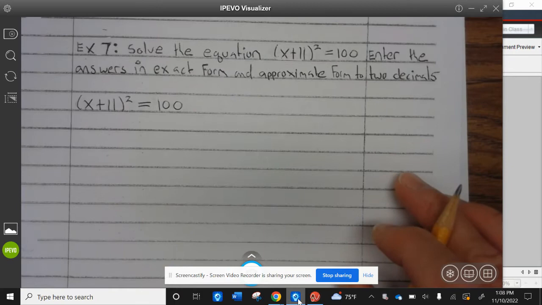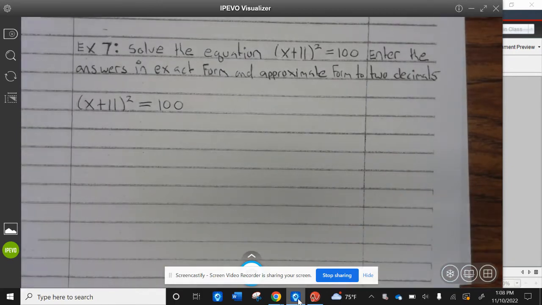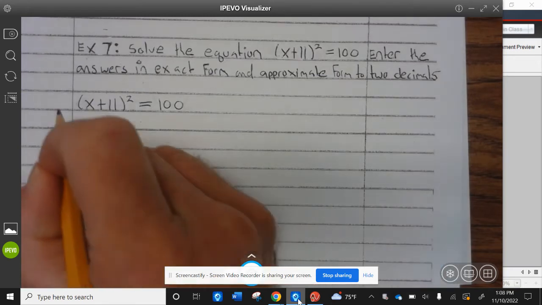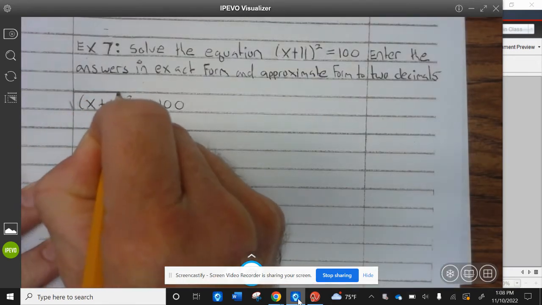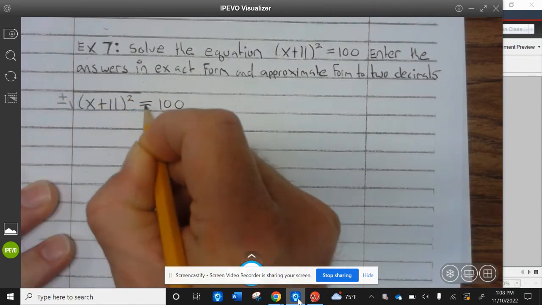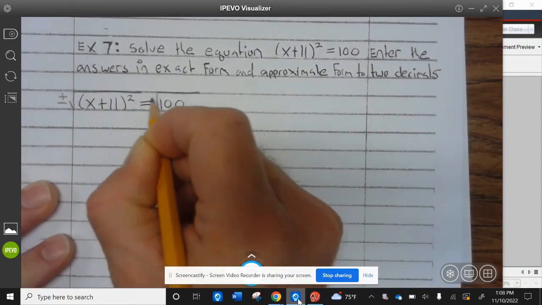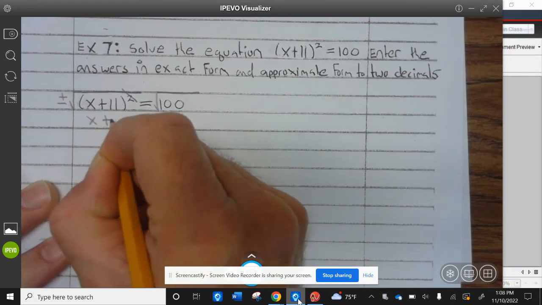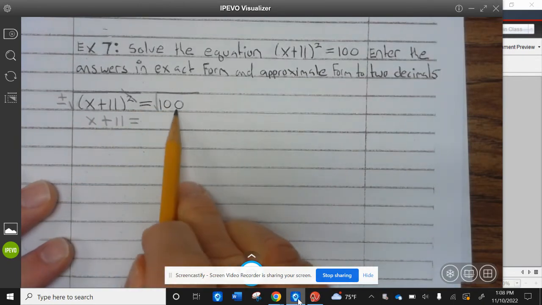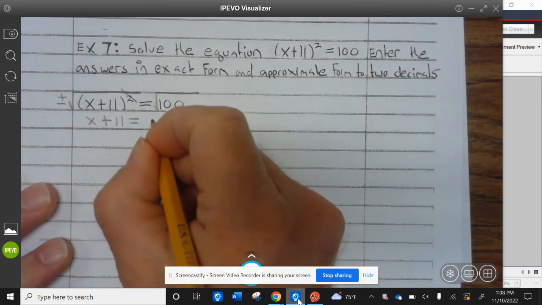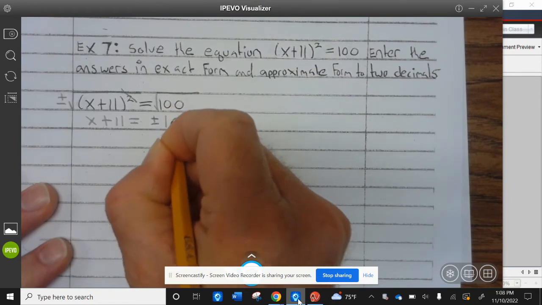Let's take a look at example 7. Solve the equation x plus 1 squared equals 100. Enter the answers in exact form and approximate form to 2 decimal places. All right, so the first thing we're going to do is take the square root of both sides. That cancels. You get x plus 1 equals, now the square root of 100 is 10, so that's plus or minus 10.